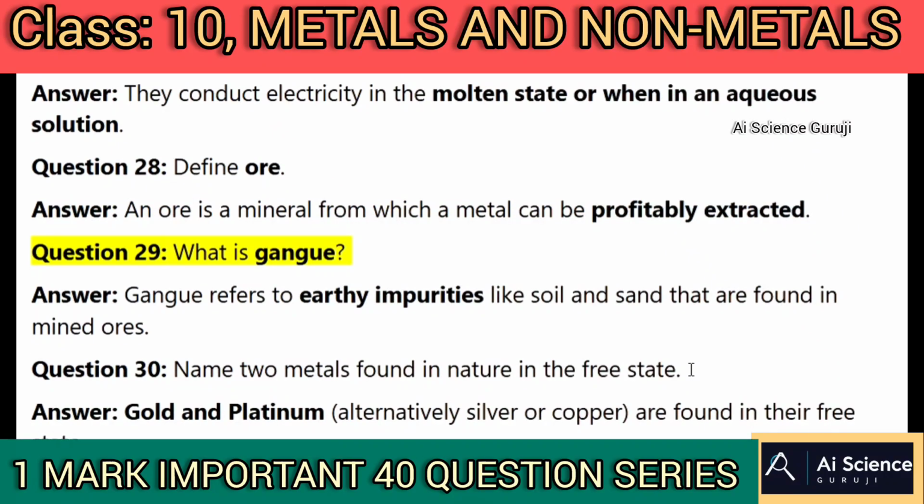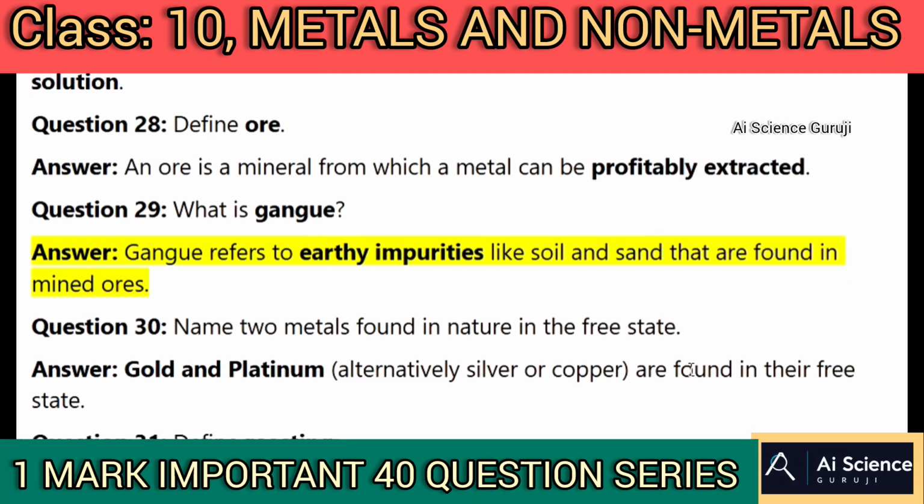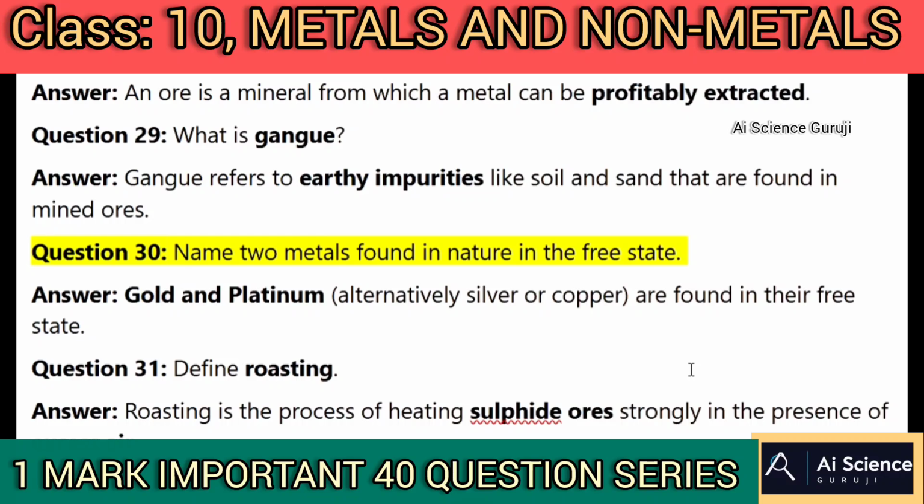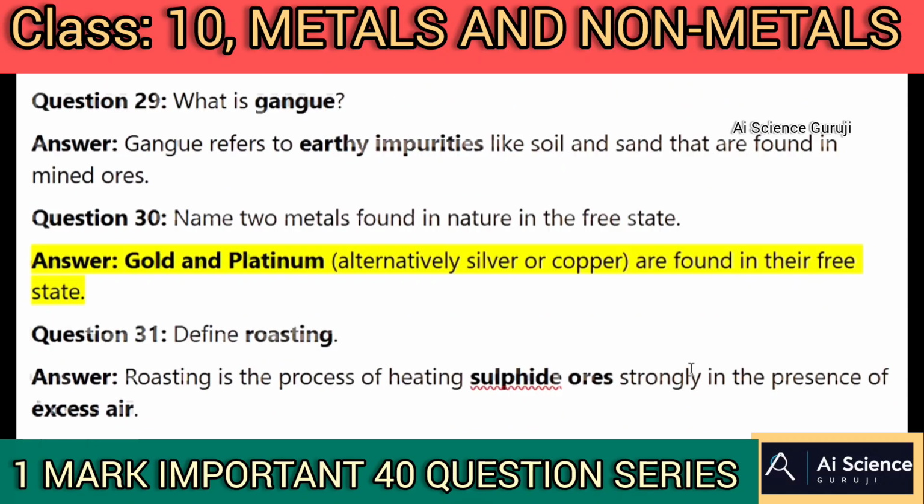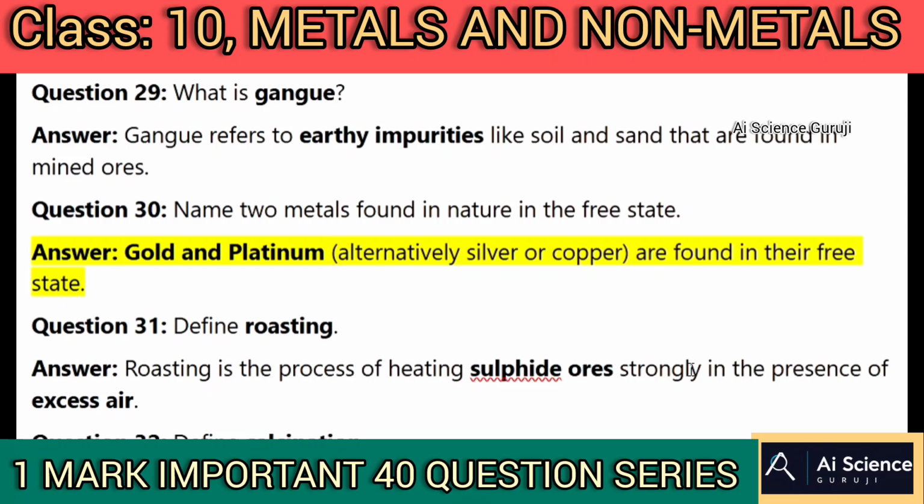Question 29. What is gangue? Answer. Gangue refers to earthy impurities like soil and sand that are found in mined ores. Question 30. Name 2 metals found in nature in the free state. Answer. Gold and platinum, alternatively silver or copper, are found in their free state.